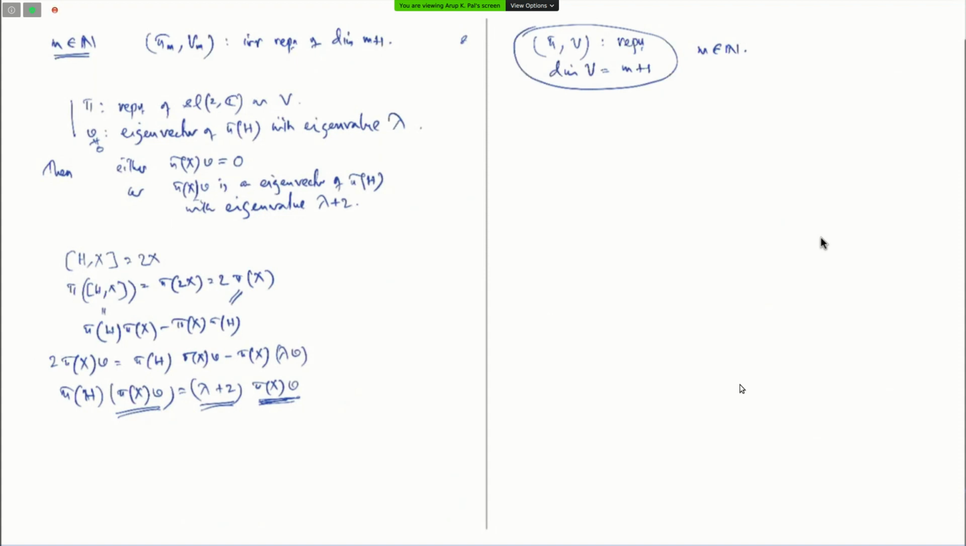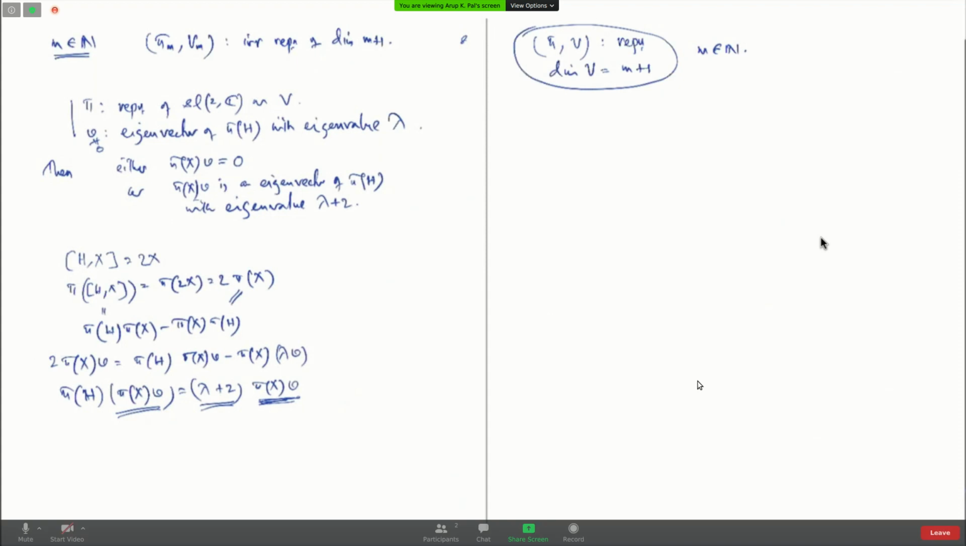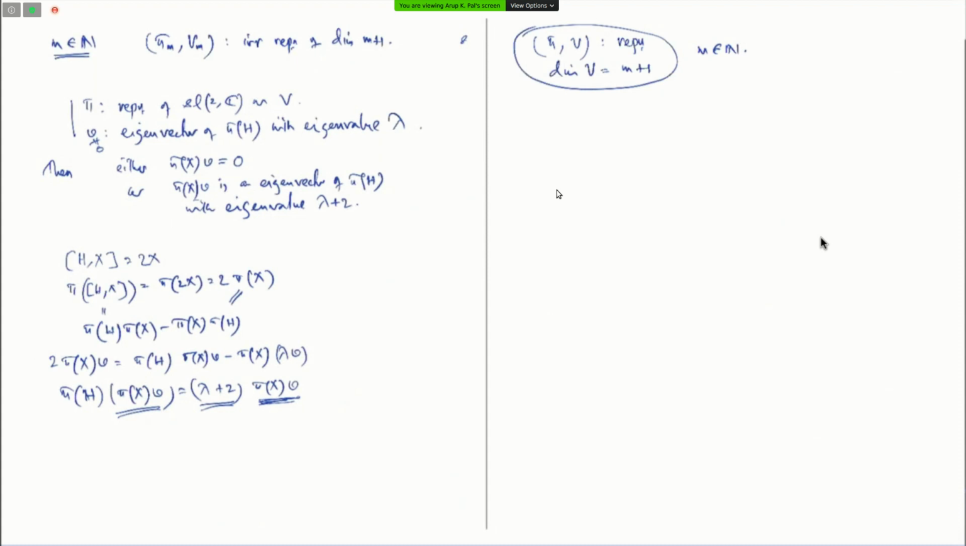So now, where do we start? Taking a non-zero eigenvector of pi h, corresponding to some eigenvalue. It doesn't matter what lambda is, whatever that corresponding eigenvalue is, denote it by lambda. Now apply pi x to v, and keep applying until it goes to 0.